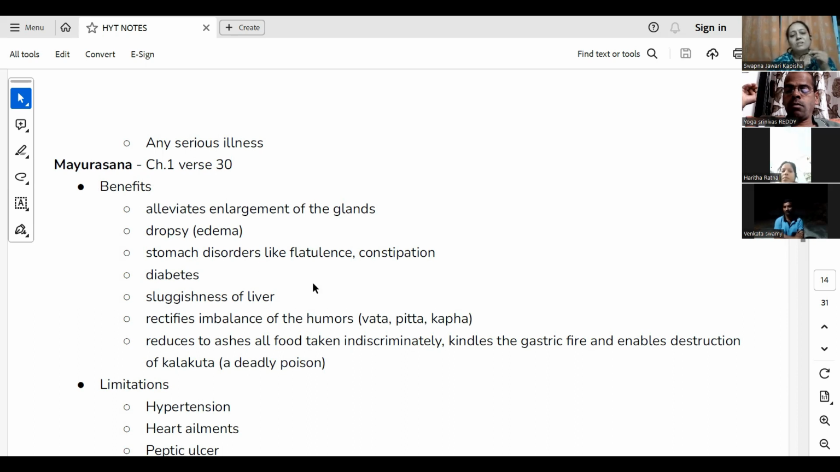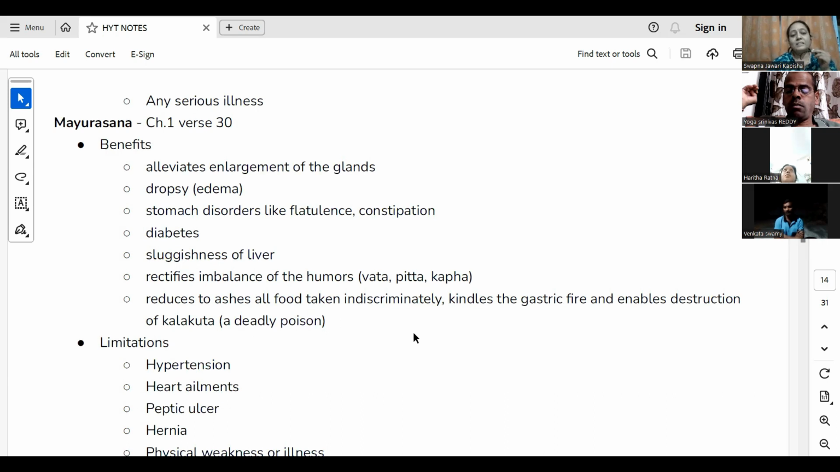Stomach disorders like flatulence and constipation, sluggishness of liver, it balances all the three doshas, vata, pitta, kapha, and this is a very important bit, too much important bit. Which asana will help you to remove the poison present in your body, or which will destroy the poison? Any kind of poison taken by a person, the answer is Mayurasana. It has been said that a person who does Mayurasana, even by mistake, if he has some poison by taking any food, that poison would be removed.